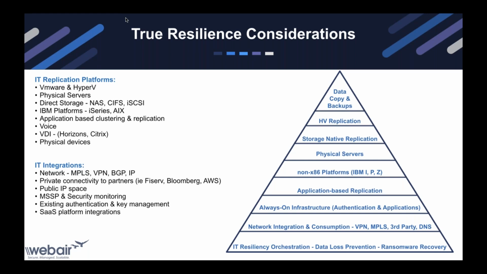Veeam is great because it covers maybe 80 or 90% of what's there. But then we also think of the integrations. What about your integrations with your network? Maybe you have a private MPLS. Maybe you have an SD-WAN deployment. Maybe you have private connectivity to a partner like Bloomberg or Charles River or your EMR healthcare provider. So copying the data is sort of the easy part, but integrating with the network security, your MSSPs, that's where resilience becomes more than just disaster recovery.